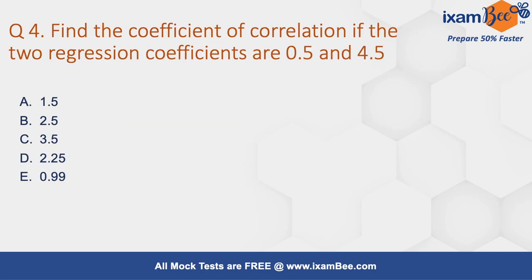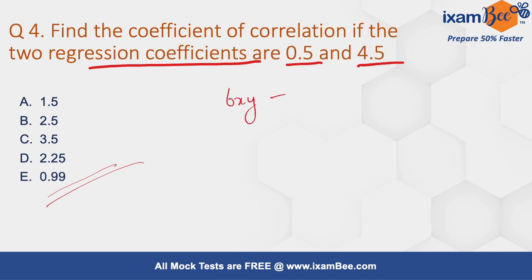Question number 4. Find the correlation coefficient if regression coefficients are 0.5 and 4.5. So we have already solved this type of question while we were finding out which regression line was x on y or y on x. So here we have the value for bxy, and let's say this is byx.